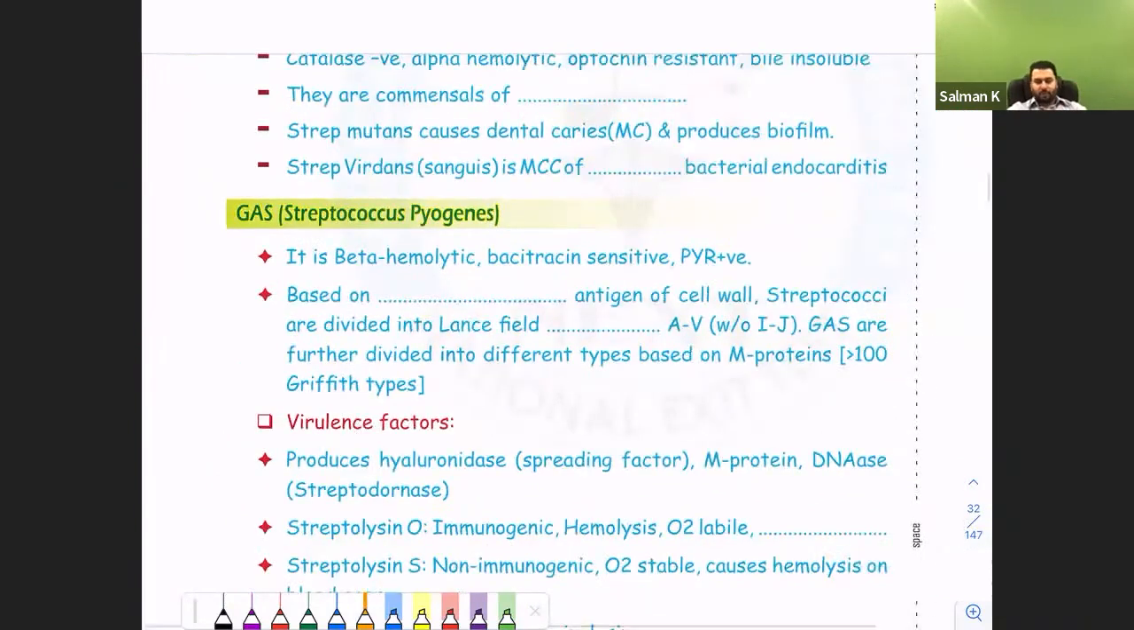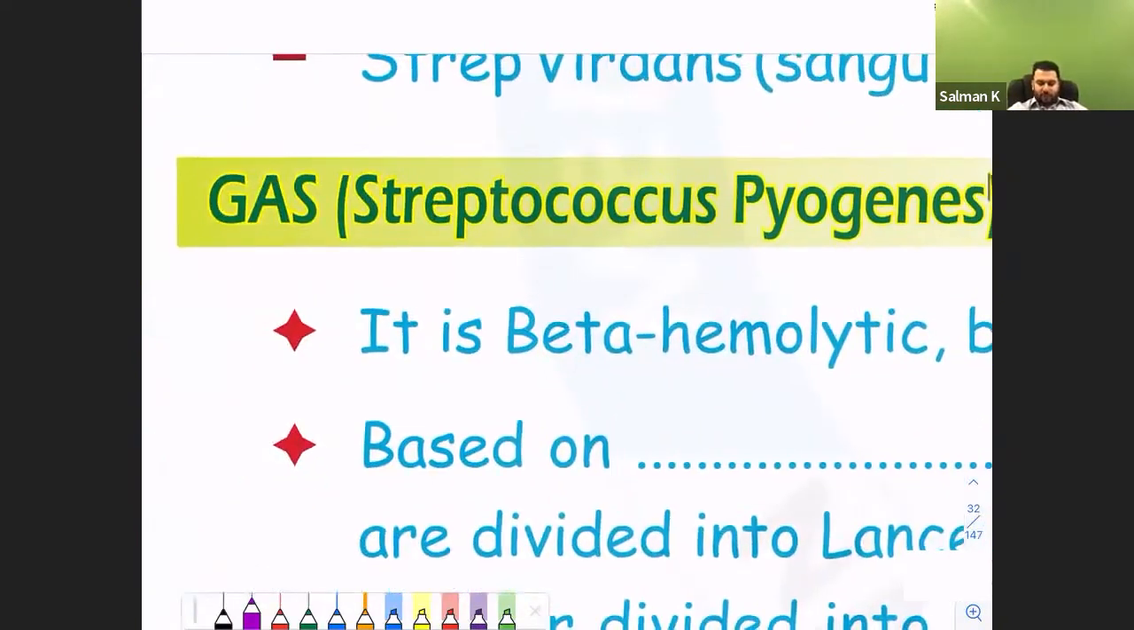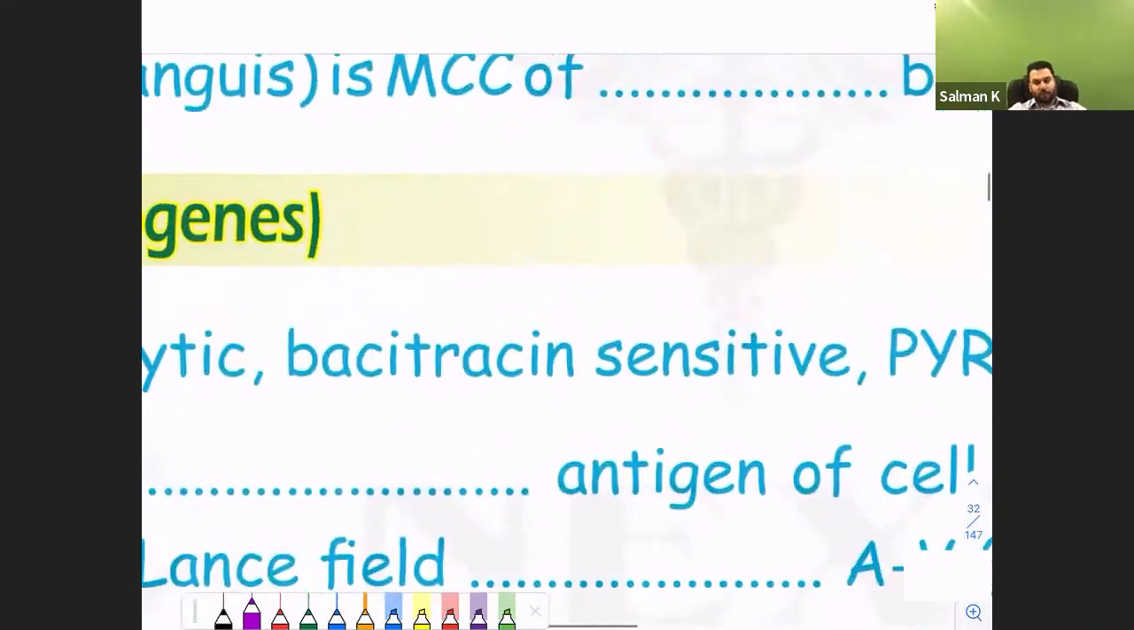Next, pyogenes. Please remember one point here. Group A strep is a name given to Streptococcus pyogenes.